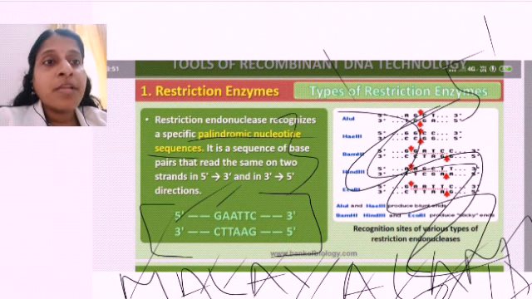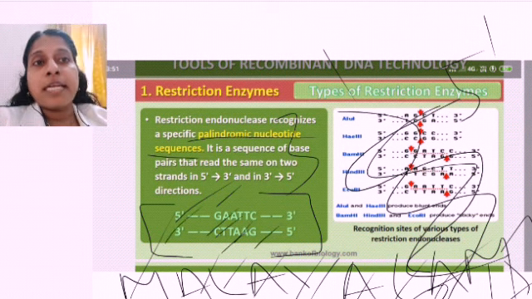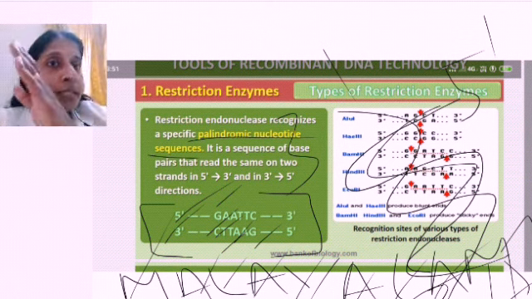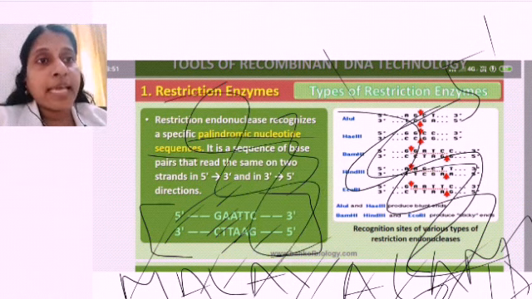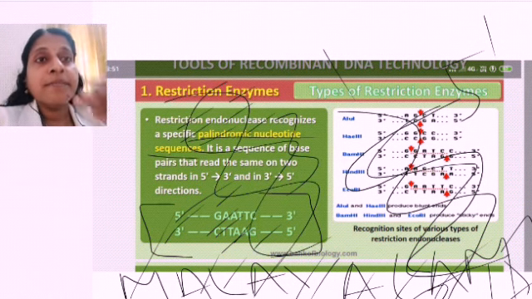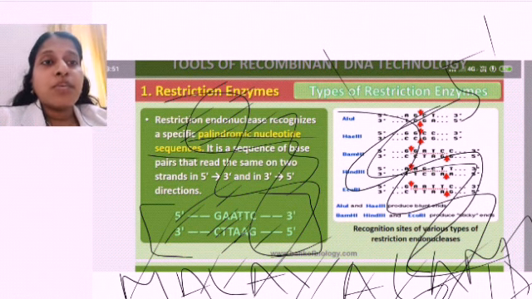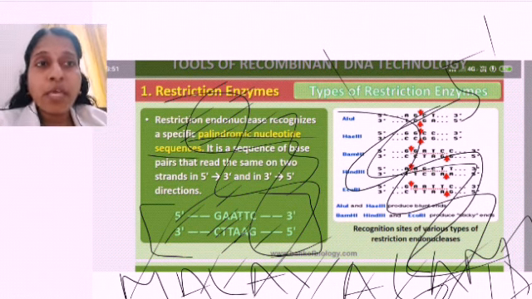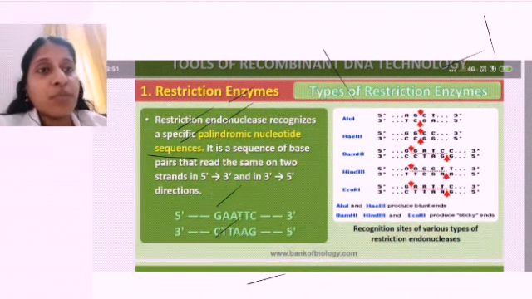GAATTC 3'. Now from the back also you can find GAATTC 3'. Understood? So the DNA has sequences like that: this side as well as this side, they are just similar. That sequence we call what? Palindromic sequences. Understood? So here an example for a palindromic sequence is given.